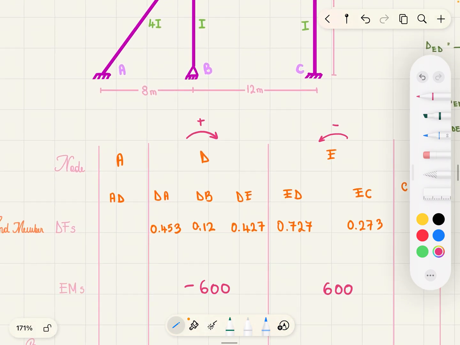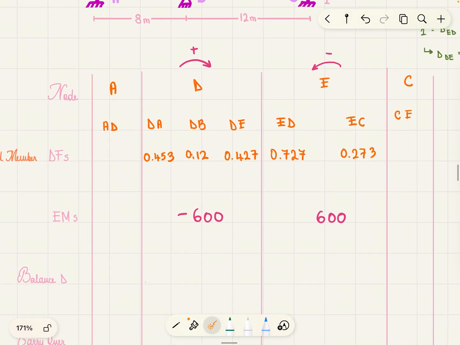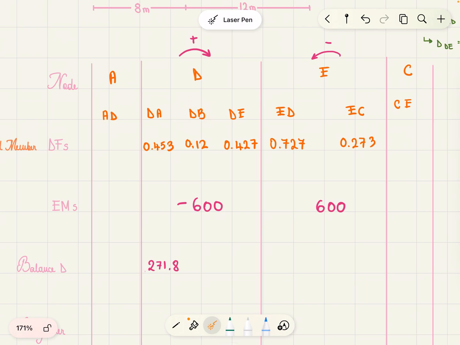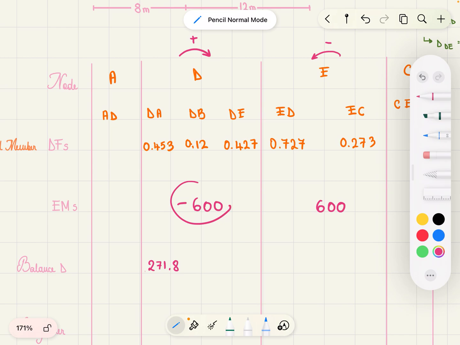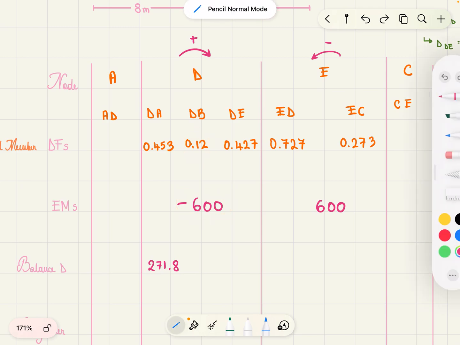Okay, so now we have a value of moment and distribution factors with which we can distribute this moment into each member. Same goes at E. But let's look at D first. To find the fraction of moment that member DA gets, we multiply the distribution factor of DA by the total value of moment, and you're going to get 271.8. For DB, just multiply by the distribution factor, and you're going to get 72.